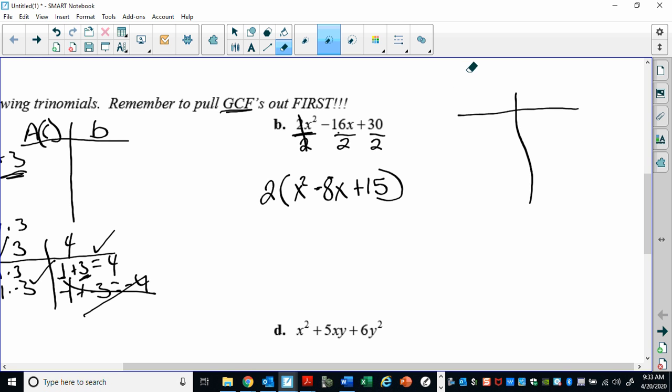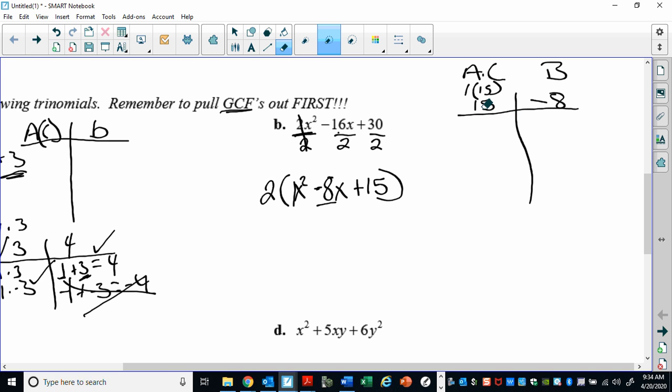We have A times C here, and we just have the number of B here. So A times C, that's 1 times 15, and that gives us 15. A times C is 15, and then just B. So B is just -8. So what we're looking for is numbers that multiply to 15.